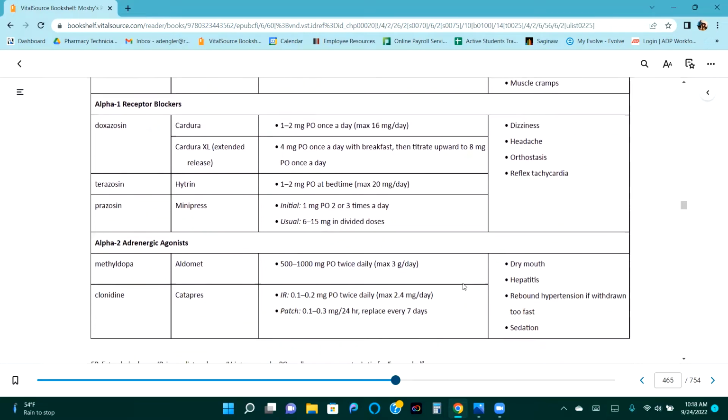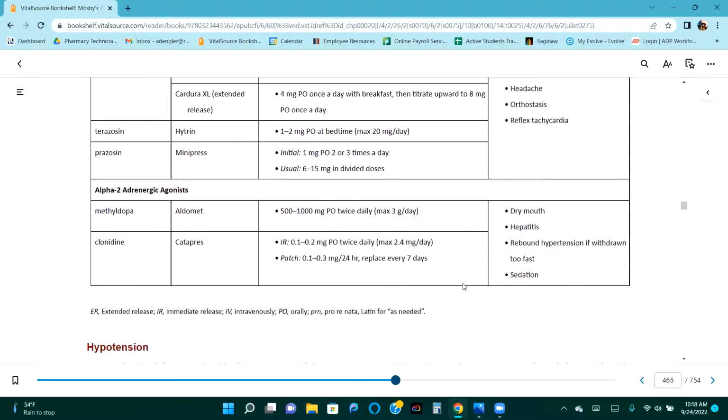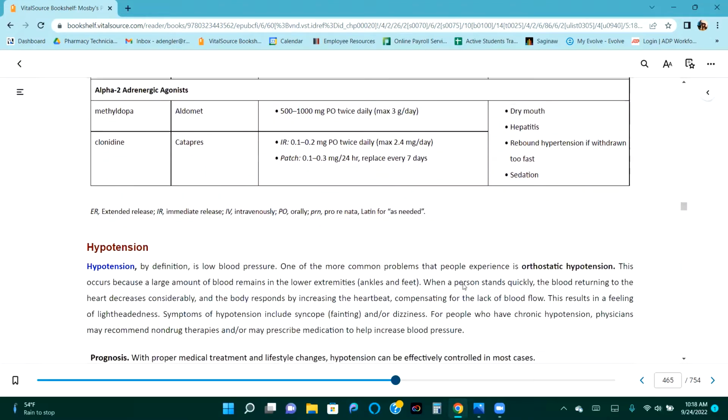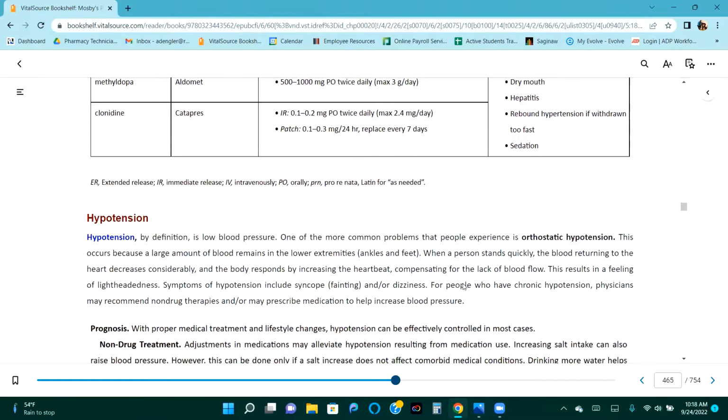Alpha-1 receptor blockers, which we talked about, not in this chapter, but other chapters. Alpha-1 receptor blockers: doxazosin, terazosin, and prazosin. Those are all used for heart conditions, and they can be used for BPH in males. Alpha-2 adrenergic agonists like Aldomet and Catapres.